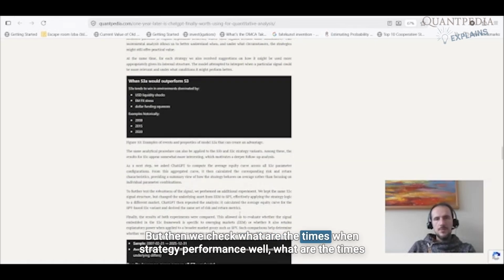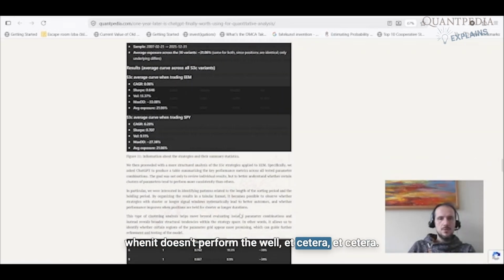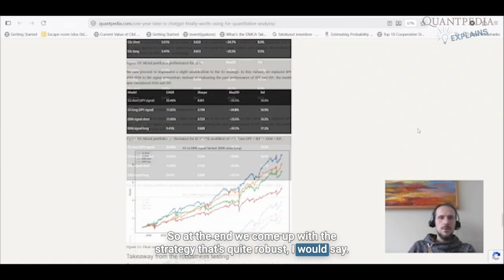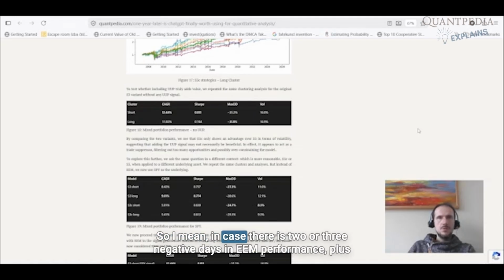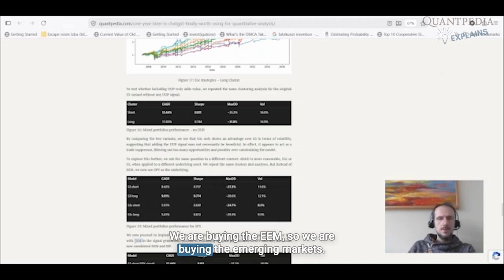Then we checked what are the times when the strategy performs well, what are the times when it doesn't perform well, etc. So at the end, we came up with a strategy that's quite robust, I would say. We are using a short window, a 2 or 3 day drawdown. So in case there are 2 or 3 negative days in EEM performance, plus there are up days in the bond performance, we are buying the EEM, so we are buying the emerging markets.